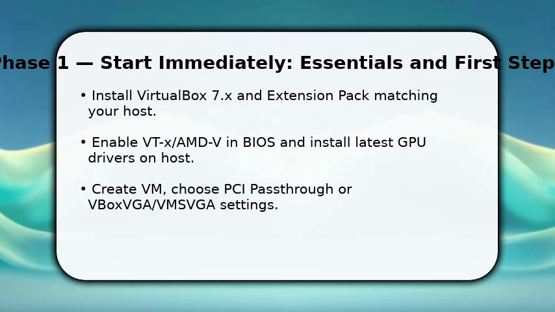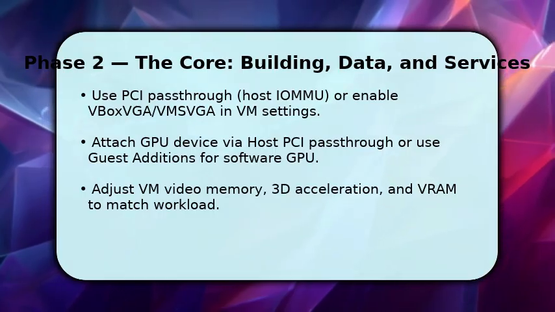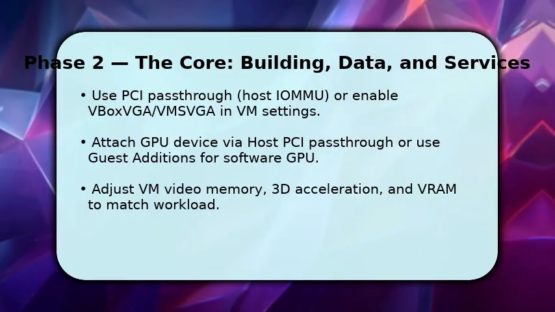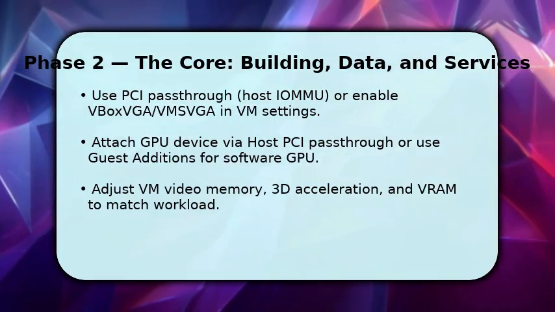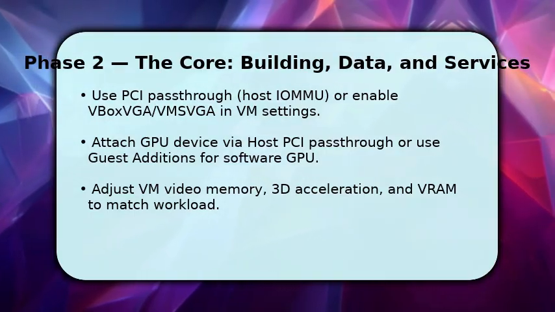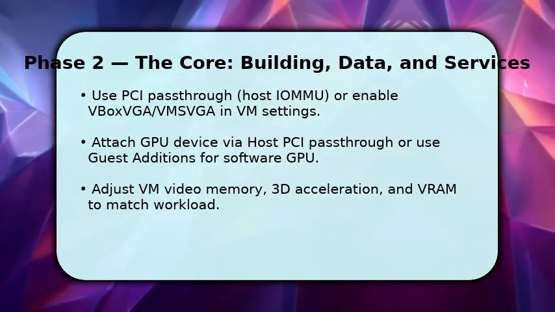Now you configure GPU access for the guest. If your host supports IOMMU, bind the GPU to VFIO-PCI and add the PCI device to the VM. That gives near-native performance. Alternatively, enable VMSVGA with 3D acceleration and install guest additions for OpenGL/Direct3D support. This is simpler but slower.